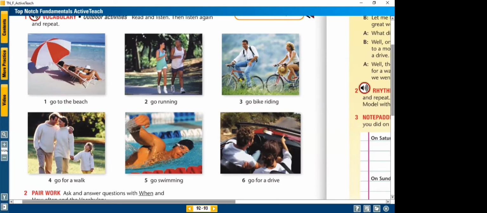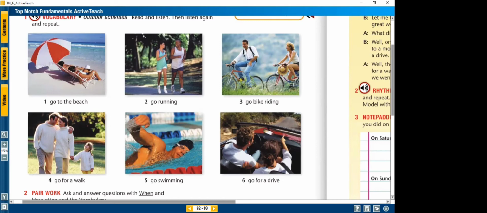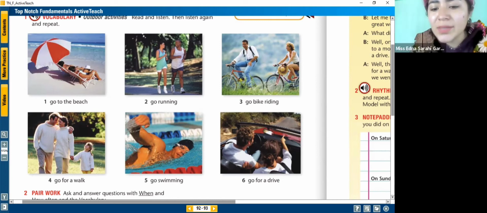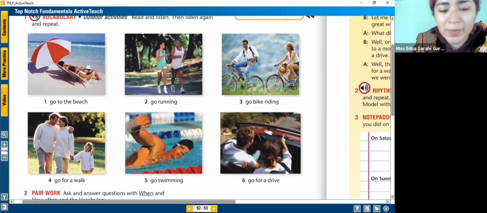I go for a walk in the morning. In the mornings, okay. And Dania, do you go swimming? No, I don't. Lilian, when do you go for a drive? In the morning, in the afternoon? In the afternoon. In the afternoon, okay, perfect, pretty good.